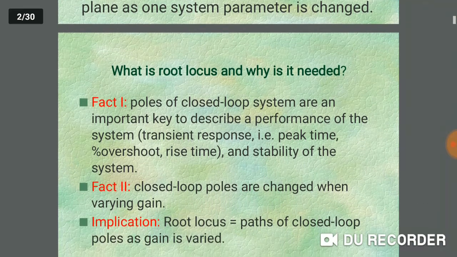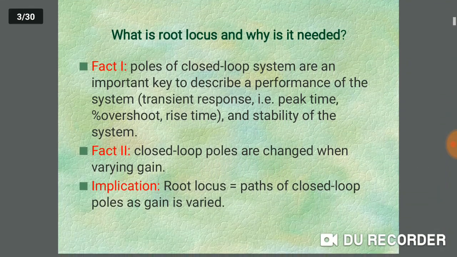Then what is the root locus and why is it needed? Fact 1: poles of the closed loop system are an important key to describing the performance of the system, for example, transient response, as we discussed in the last chapter, that is, peak time, percentage of overshoot and the rise time, as well as the stability of the system. Fact 2: the closed loop poles change when we vary the gain. The implication is that root locus is nothing but the paths of the closed loop poles as the gain is varied.